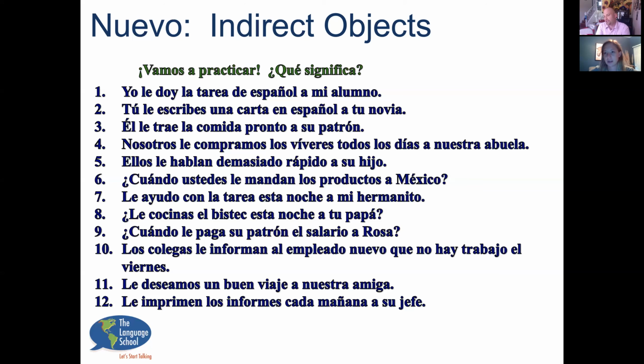Documentos or formas. Formulario. Un formulario would directly be what you're referring to as a form. Formulario. Mm-hmm. Okay.